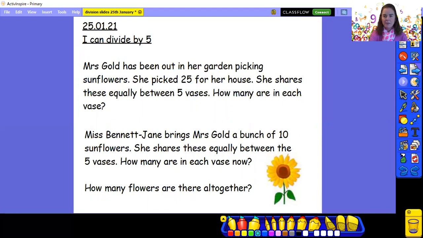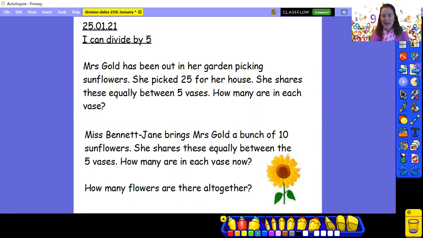The second part of the problem says, Miss Bennett Jane brings Mrs. Gold a bunch of 10 sunflowers. She shares these equally between the 5 vases. How many are in each vase now? And finally, how many flowers are there altogether? So pop me on pause, have a go at solving this problem. Don't forget to write a division number sentence, a division calculation, and show the methods that you have used to solve it. And then come back to me. I'll see you soon.